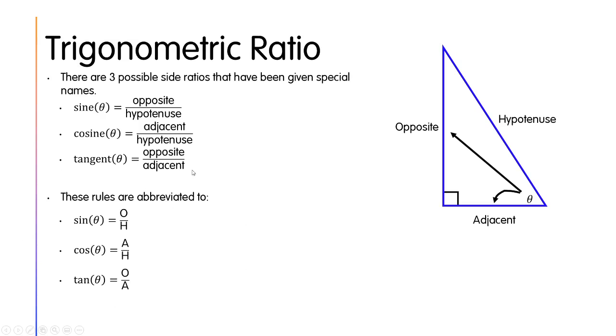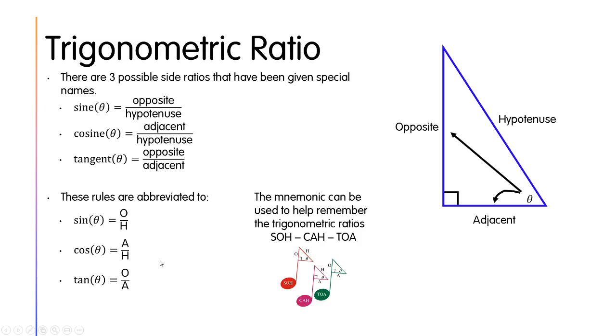And a way to remember this, we have a little mnemonic called SOHCAHTOA. And this reminds us which sides are matched up with which function. So SOH means sine is opposite over hypotenuse. CAH is cosine is adjacent over hypotenuse, and TOA is tangent is opposite over adjacent.